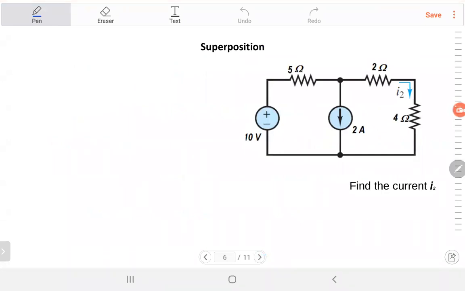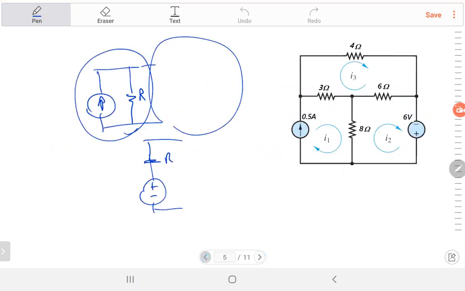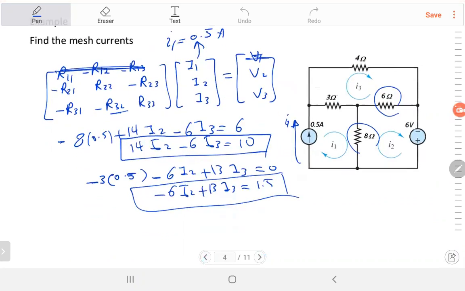Now I will talk about something else. We'll finish with this. Yes. This one? You have 6 volts here and you have minus 8 times a half. It would be equal to minus 4. And then I move it with the 6, it becomes 10.